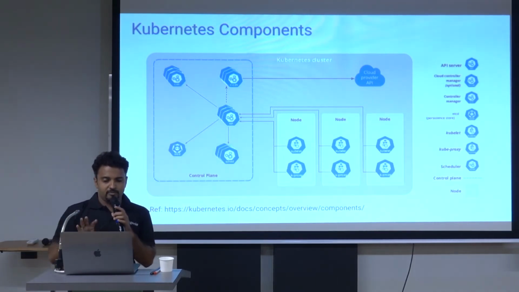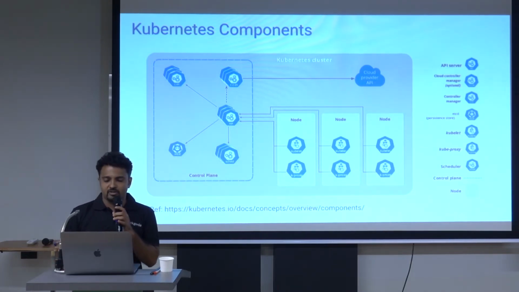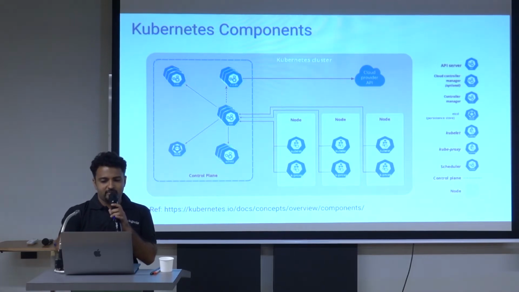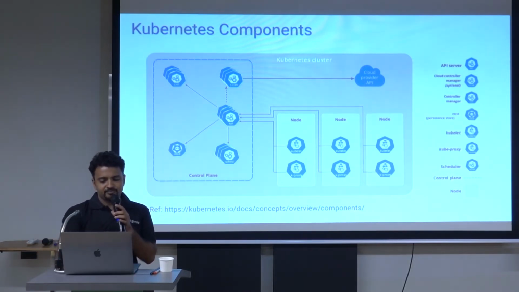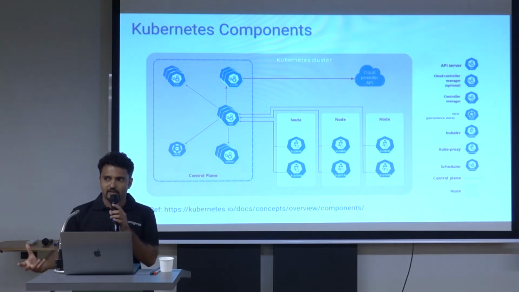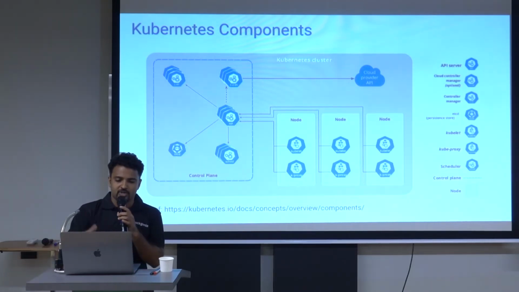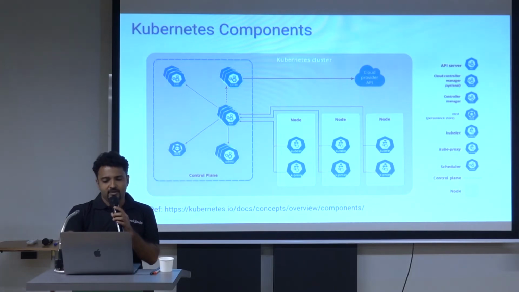etcd is the persistent data store, which actually stores the state of the Kubernetes cluster. It has everything, like the objects created, the replicas, namespaces, all those things come in there. Kubelet runs on the node, and it ensures that the pod that we want to run on that node is actually running. It receives a pod spec and spins up the pod, or runs the container based on that.